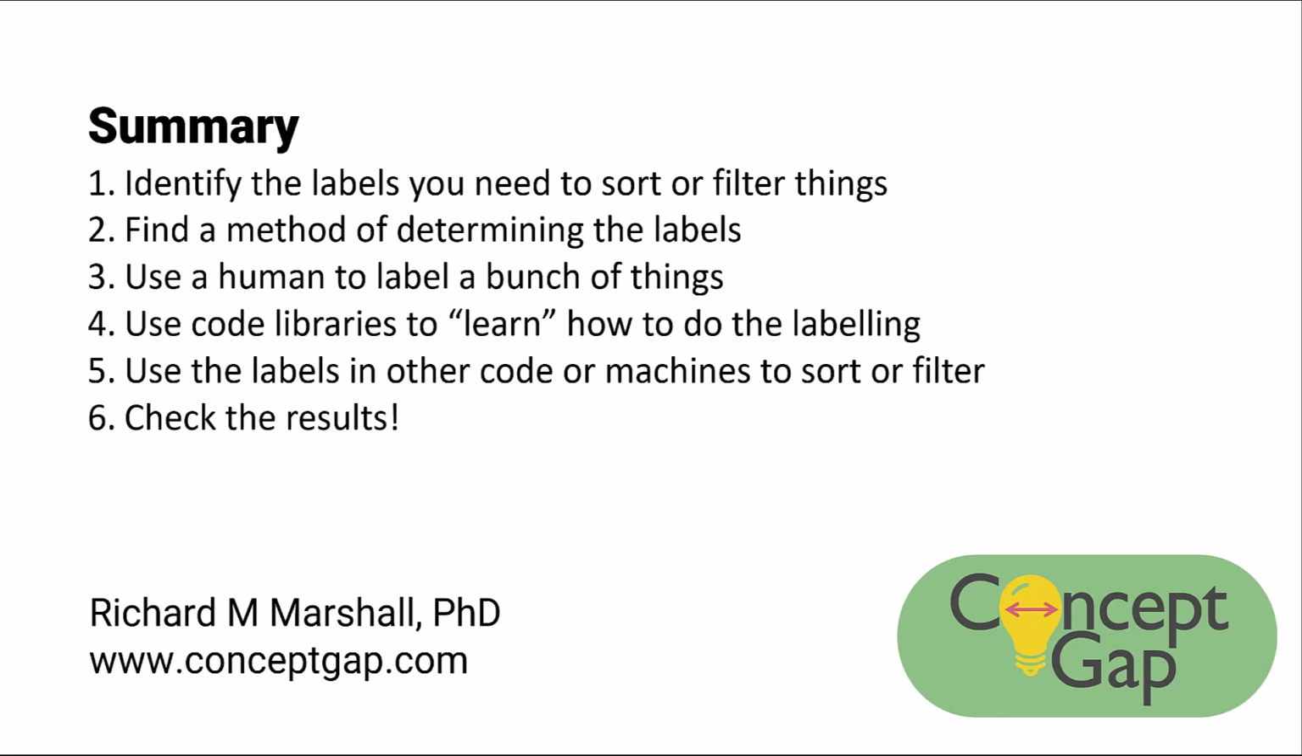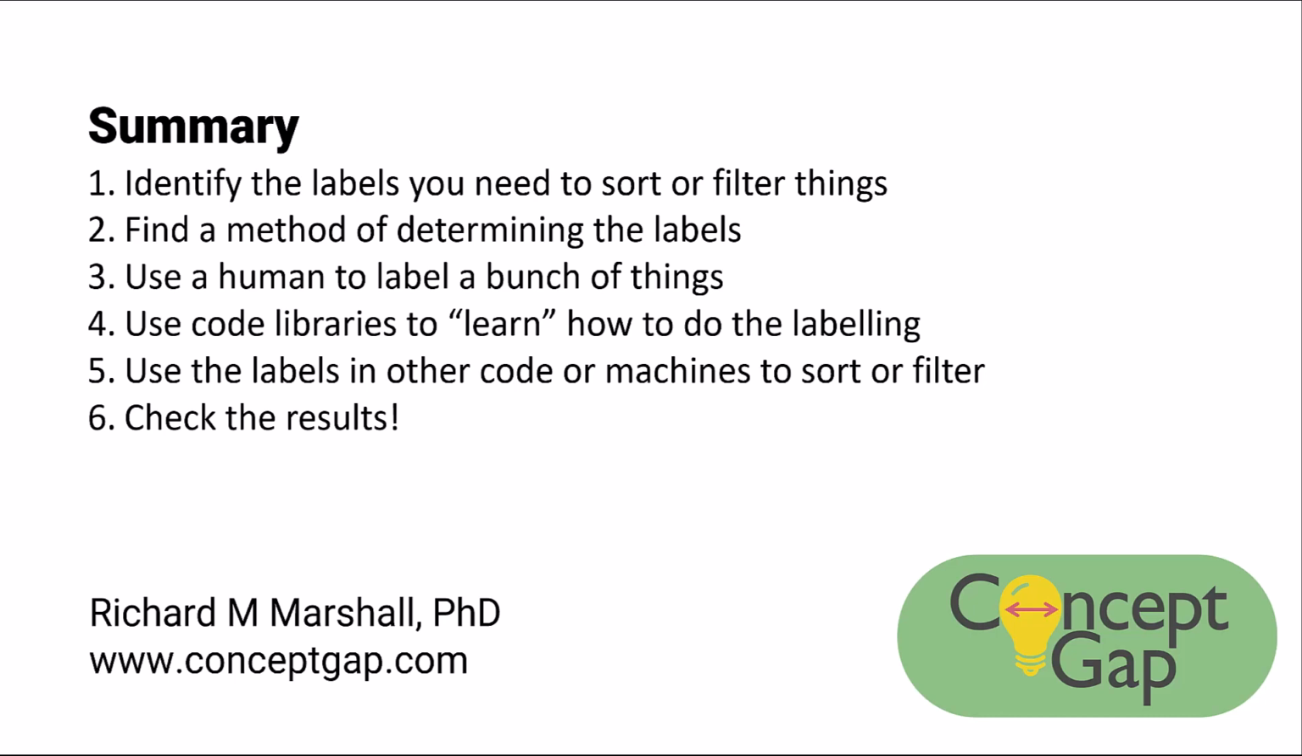So we need to start off by identifying the labels that we need in order to sort or filter things. In this case, we were looking for ripe and unripe. Is it small, medium and large? Is it shapely or misshapen? For tomatoes, our things are tomatoes in the example. Next, we need to find a method of determining the label. So the weight we can use very easily, it's a set of scales. For the color, we can use a camera. For misshapen, we can also use a camera.